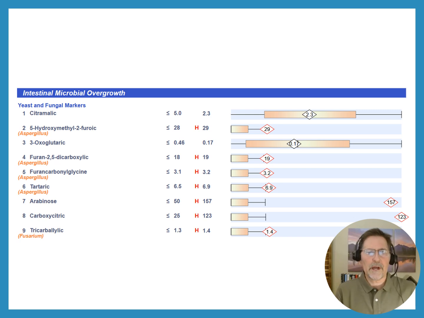So in part one, I mentioned the various fungal markers. Markers 2, 4, 5, and 6 are linked to Aspergillus mold exposure, or gut colonization from mold. Arabinose is linked to candidiasis, or generalized candida in the gut.